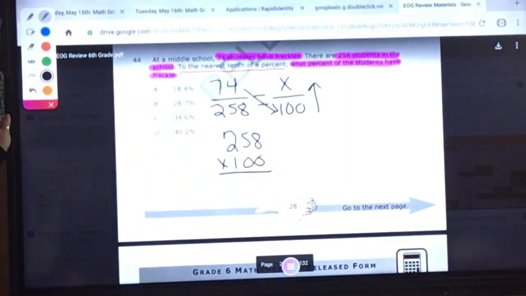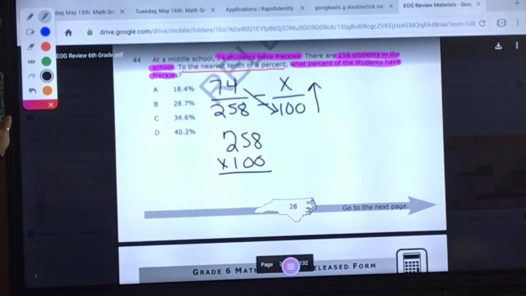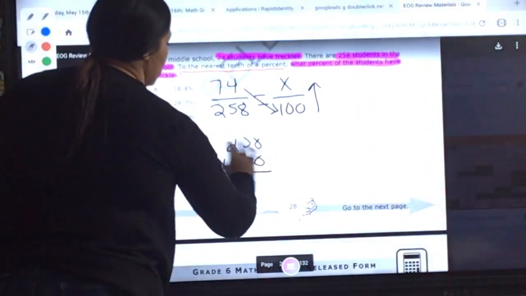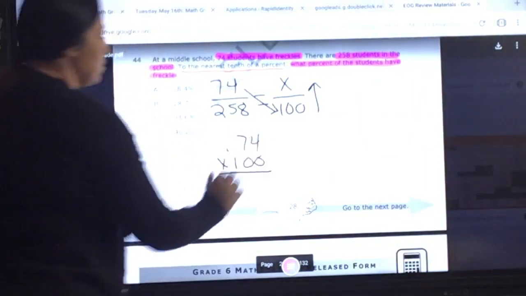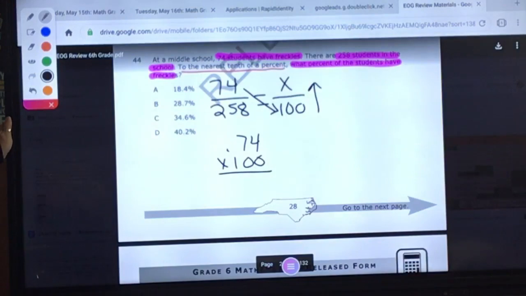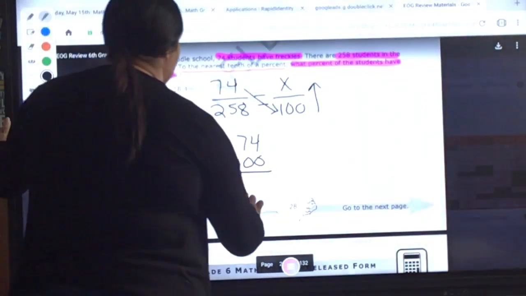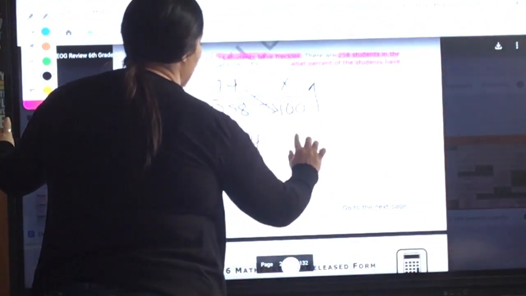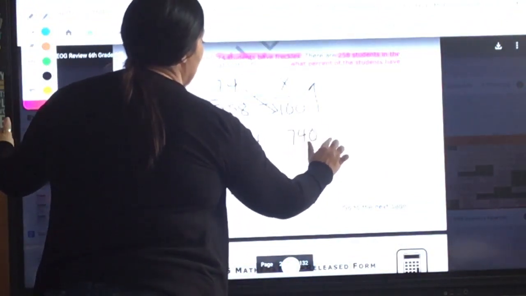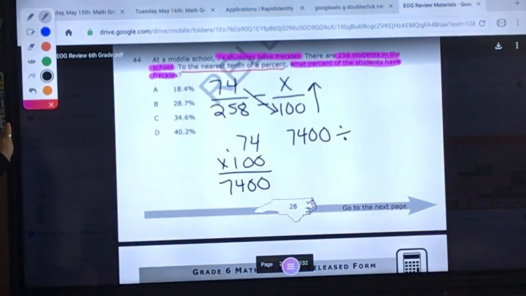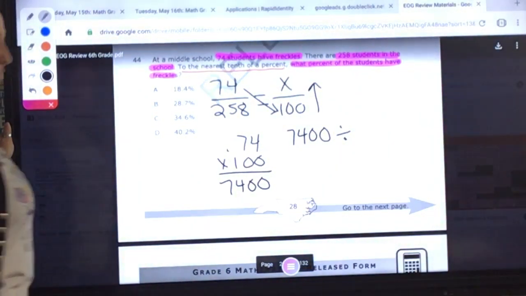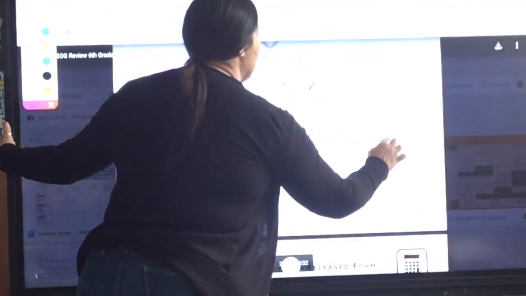Alright, use your calculator, figure out what 74, sorry, I apologize, figure out what 74 times 100 is. Troy? So 7,400, and then what do we divide by? Elisa, what am I going to divide by? Yep, so I'm going to divide by 258.